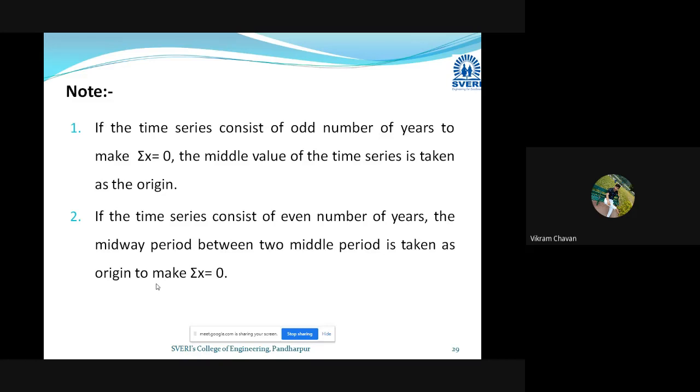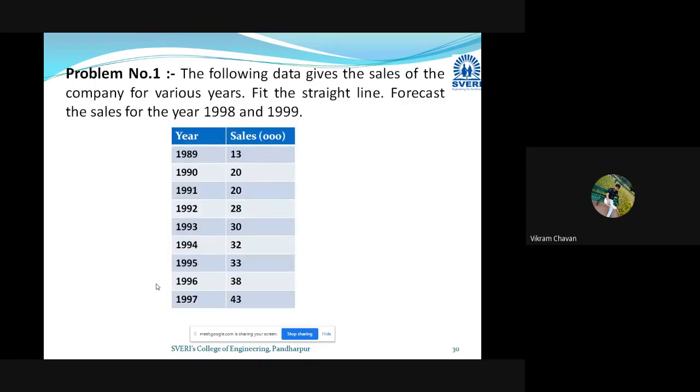So this note is very important to solve the problem. All the problems are based on this particular note only. If you understood this note, then the problems are very easy. Then we have seen the first problem, and in that we have considered a total of 9 years, that is nothing but an odd number of years.